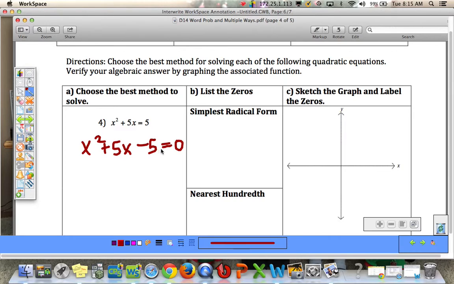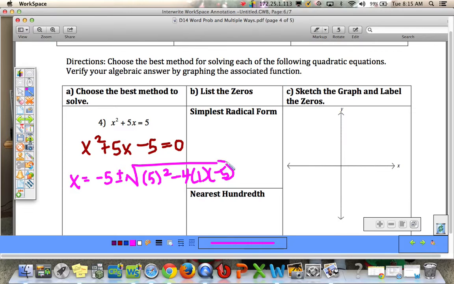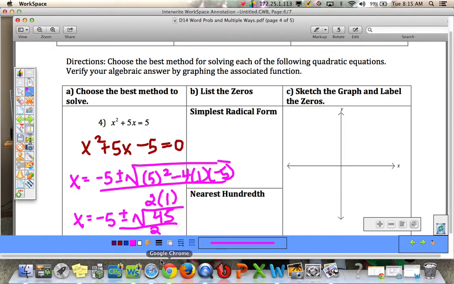Now that would be pretty tough to factor, and completing the square isn't as quick as quadratic formula. So this one I would use quadratic formula. x equals opposite b plus or minus the square root of b squared minus 4ac all over 2a. And let's solve that. x equals negative 5 plus or minus the square root. This would be 25 plus 20, so 45 all over 2.